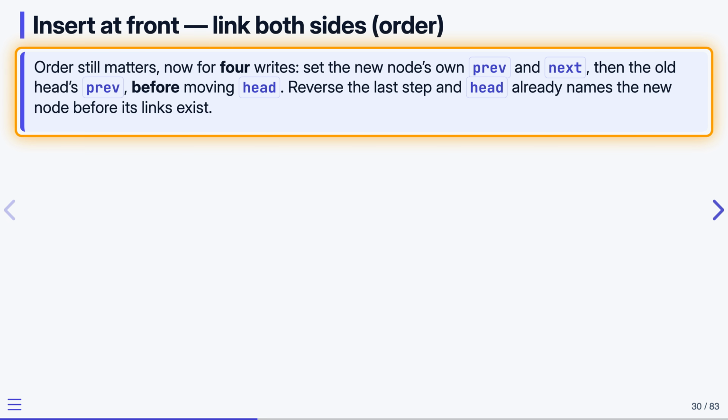So the key idea is that order matters for the 4 writes. Set the new node's prev and next, and the old front node's prev, before you move head. If you reverse that last step, head already names the new node before its links exist. 4 pointer writes, and the whole thing is big O of 1.